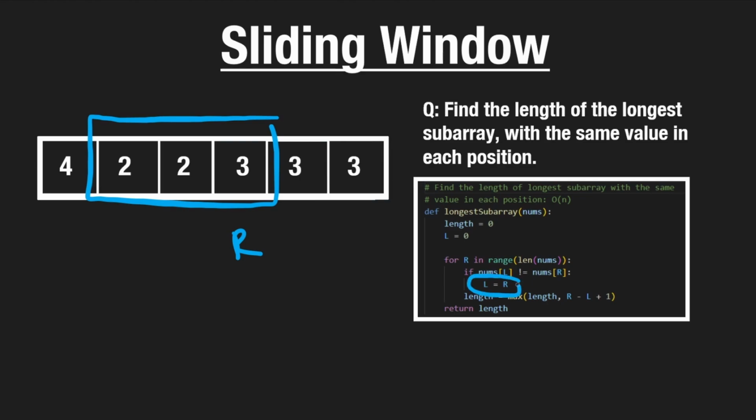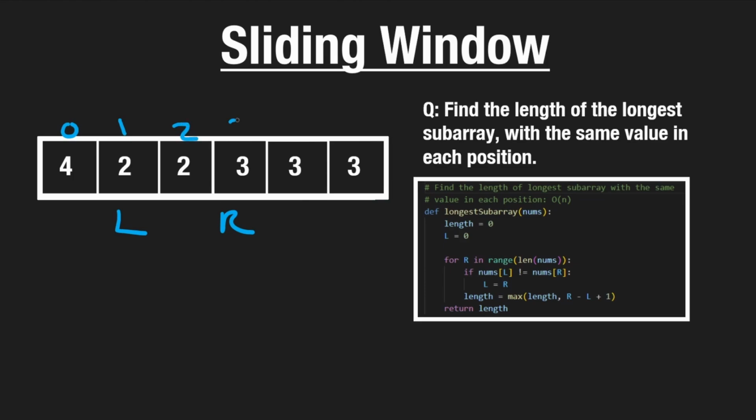But I'll touch on that in the next example. And on every iteration, we calculate the length of the window. So if this was our window over here, we know that this is index 0. This is 1, 2, 3. The size of our window is 3.